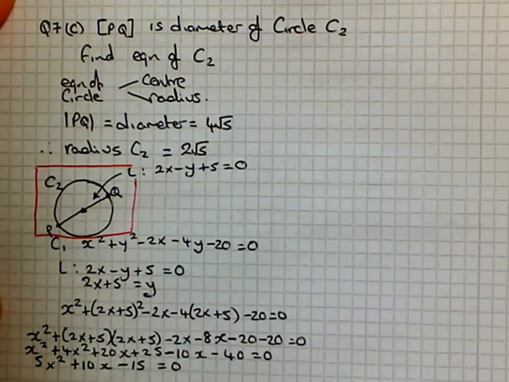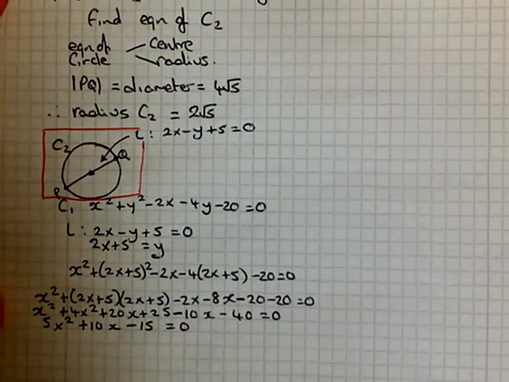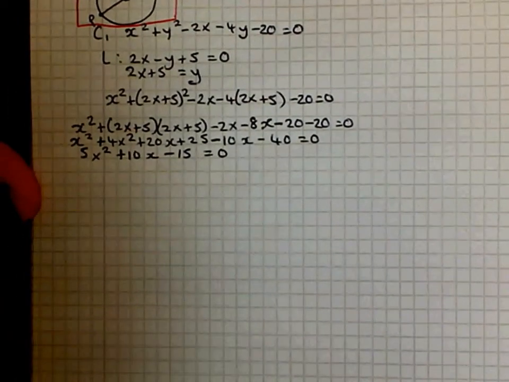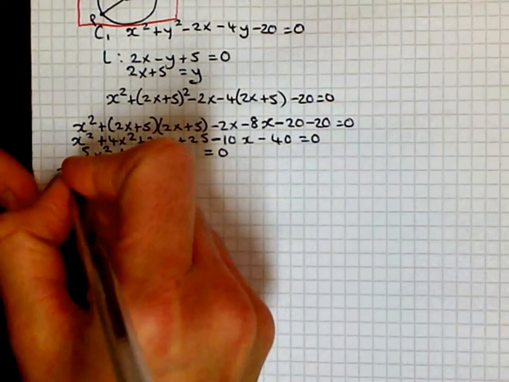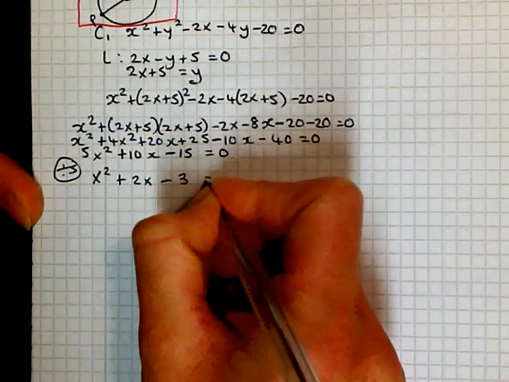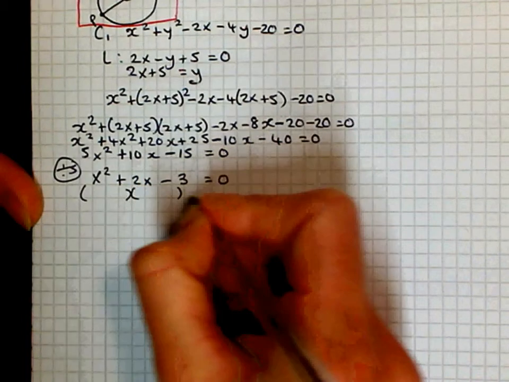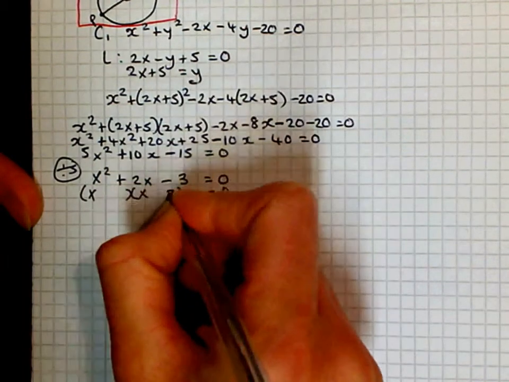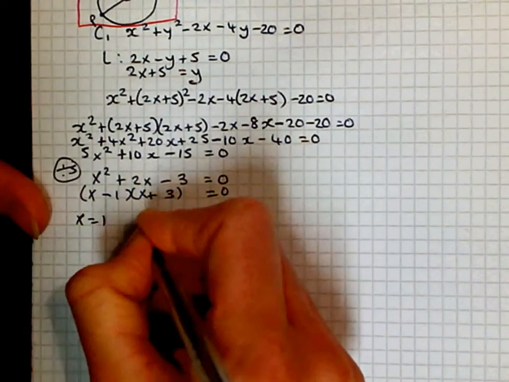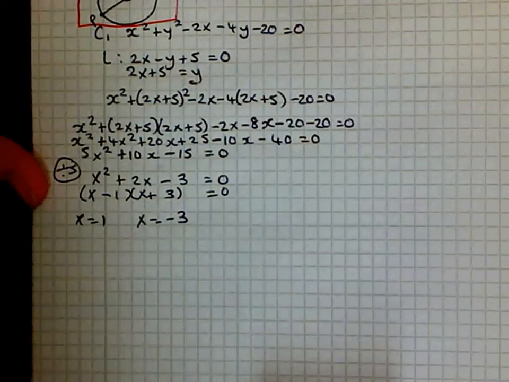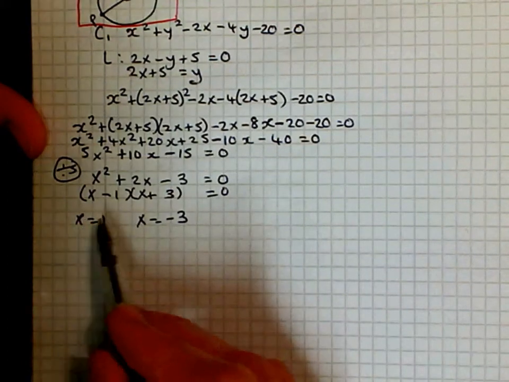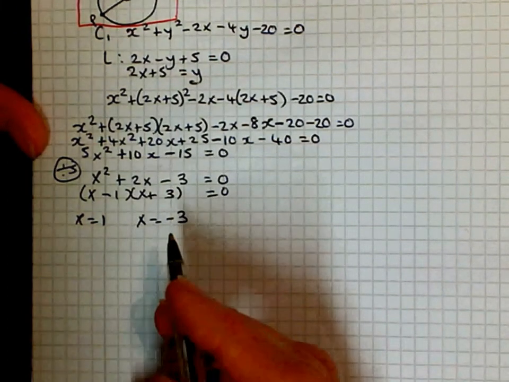Now, if you look at that equation, you can divide the whole thing across by 5. So divide by 5, and you're left with x squared plus 2x minus 3 equal to 0. So the factorising is very easy. It's x and x, 3 and 1, plus 3 and minus 1. So x is equal to 1 and x is equal to minus 3. So now we find our x values of our points P and Q. Now we need to find our corresponding y values.